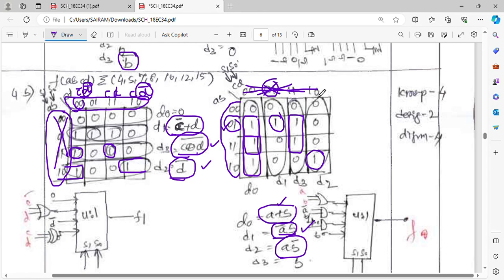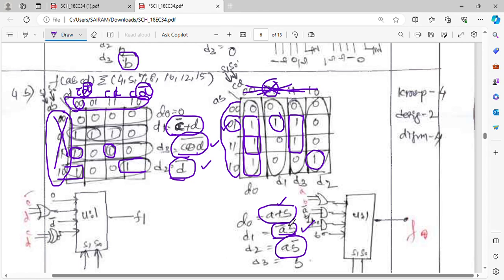So we neglect it in the very first case because A and B is connected to the select lines, right? And in the case of the second one, you have C and D connected to select lines. So that is why your C bar D bar, C bar D, C D and C D bar, they are connected to the select line. So they are neglected, only A B part is considered.